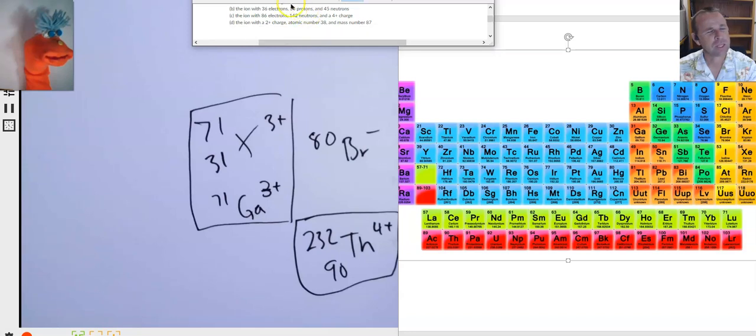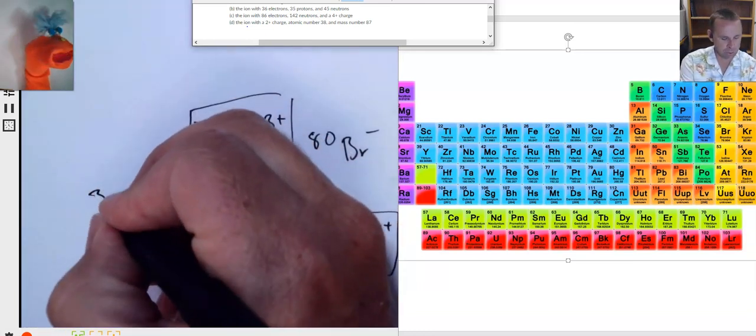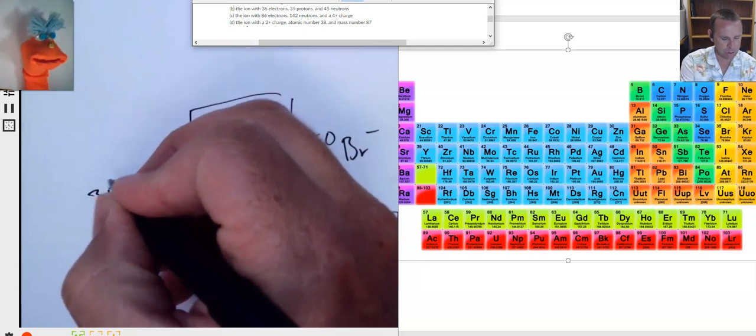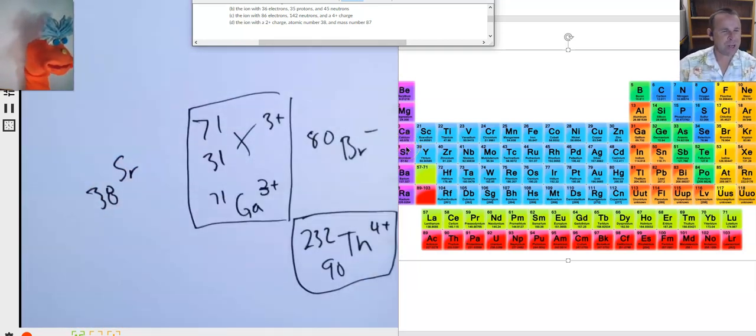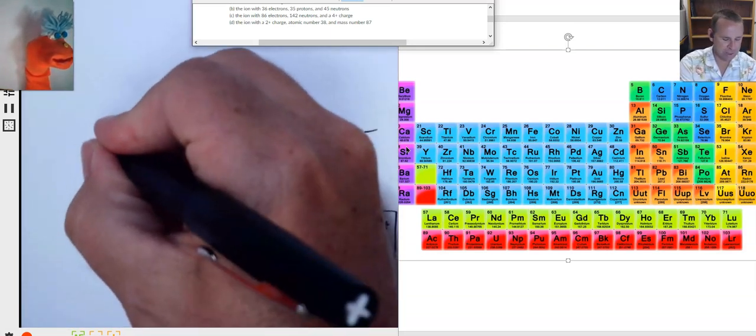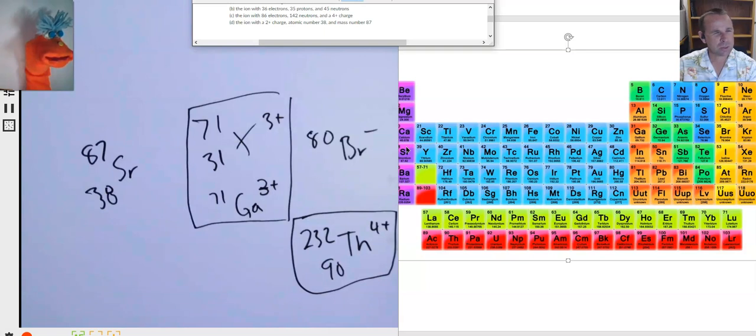Okay, so now the last one, ion with a +2 charge, atomic number 38, and mass number of 87. Atomic number 38, that's a giveaway, right? That's the number of electrons, or protons. That's the number on the periodic table. Very good. So we're looking at strontium here, right? Strontium, is it strontium 38? Is that what we call it? No, we call it the mass number, right? Strontium 87. 87. So 38 is the protons.